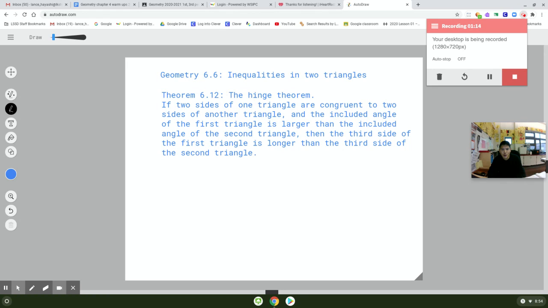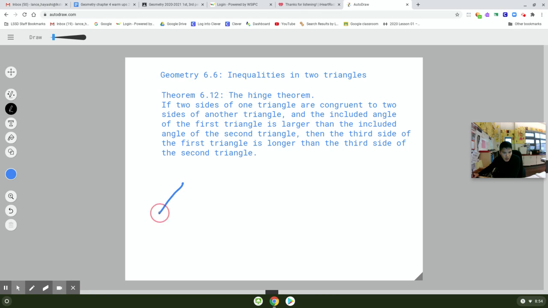So I have the hinge theorem written out in words, and then I'll go through an illustration of the hinge theorem. So here's my triangle. If two sides of this triangle are congruent to two sides of a second triangle, so here's triangle ABC, even though I haven't made the full triangle yet, and then triangle DEF. But side AB is congruent to side DE, side AC is congruent to side DF.